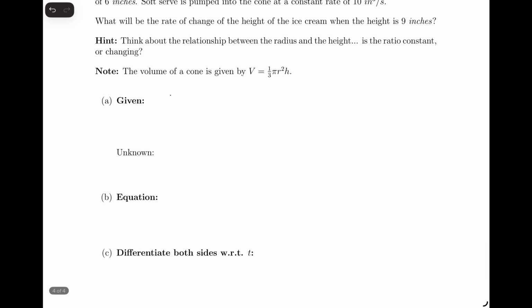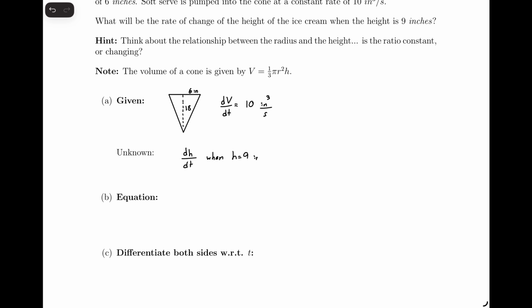Okay, so once again for the given, I'm going to draw a little picture of our waffle cone. It's a triangle, and we know that the height of the cone is 18 and the radius is 6. Both of these are in inches. It's a big waffle cone. And dV dt is equal to 10 inches cubed per second. And we want to find dh dt when the height is 9 inches.